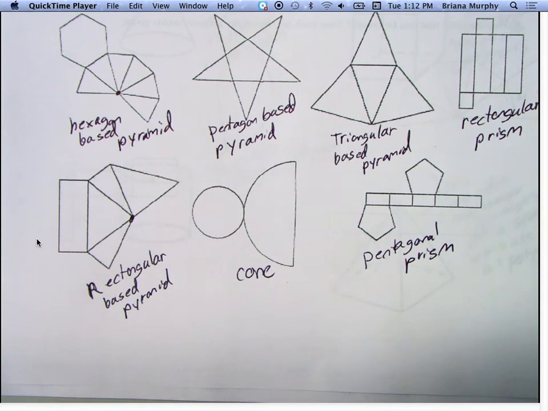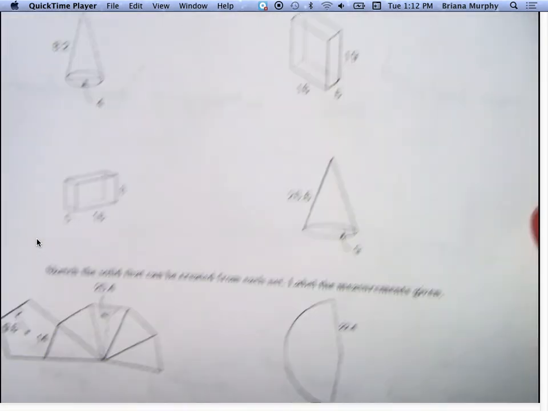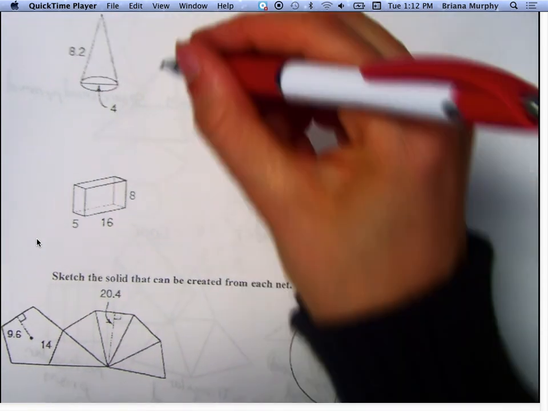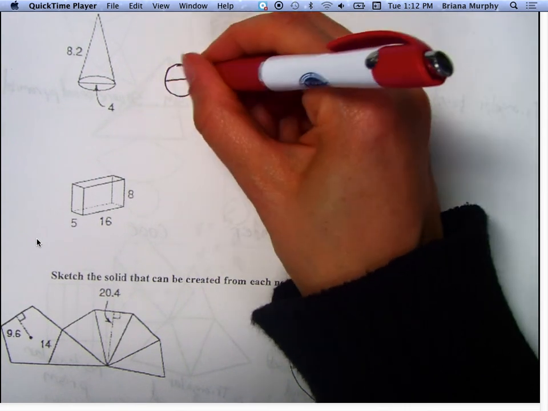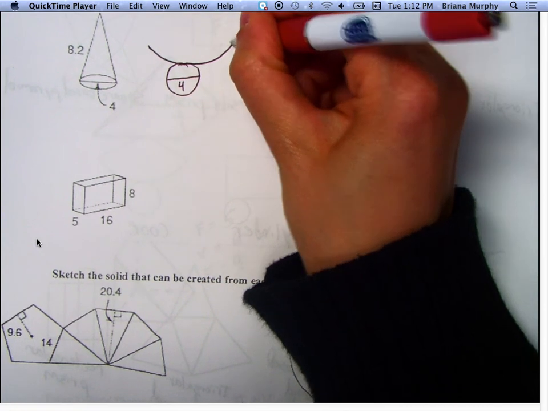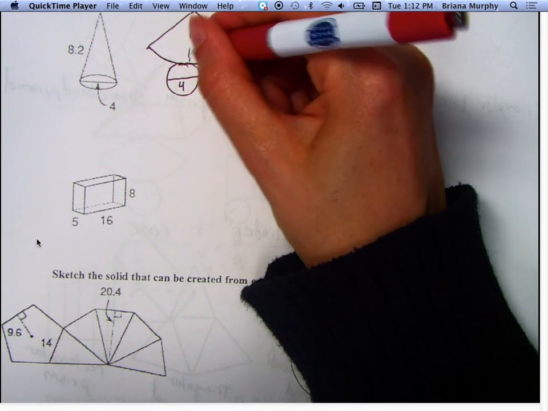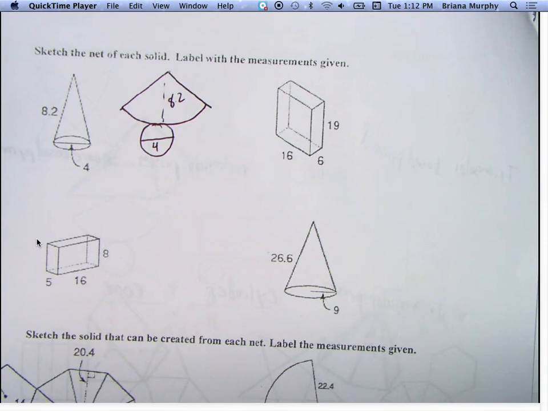Okay, let's turn it over. These last ones, we're going to have to make a net. A net is when you lay a 3D shape out flat. Let's start with a cone. We want a circle, and we're going to draw on the diameter, where this is 8.2. You have to be an artist to do this. No, I am definitely not an artist.